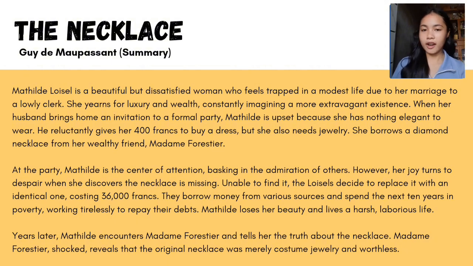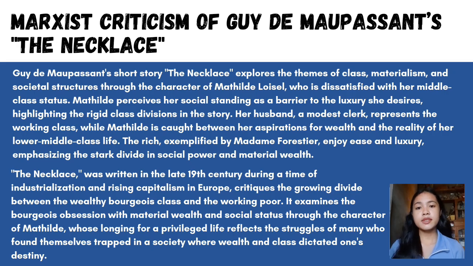So let's get started. The first step is to examine the characters based on their social class and power dynamics. In The Necklace, Mathilde Loisel is a middle-class woman who desires to live a life of luxury. Her husband is a modest clerk representing the working class. Mathilde's dissatisfaction with her middle-class status highlights the rigid class divisions of the time. Madame Forrester, on the other hand, embodies the wealthy class enjoying ease and luxury.